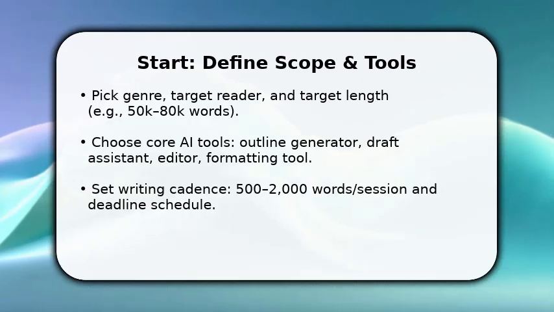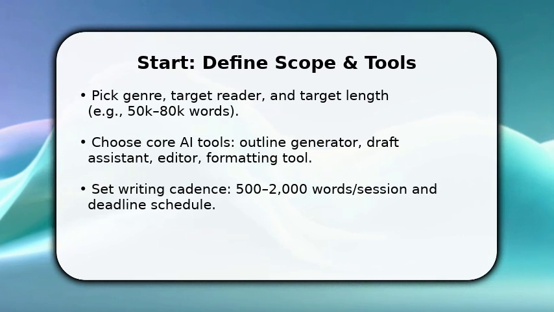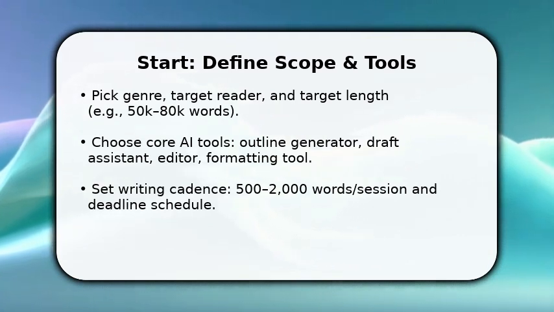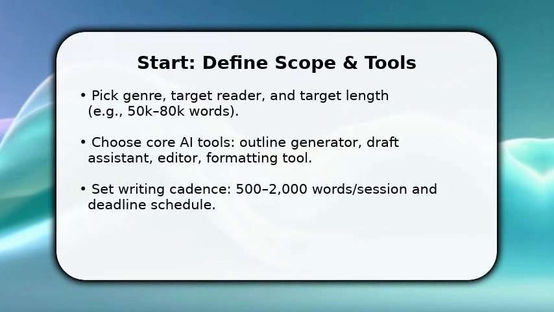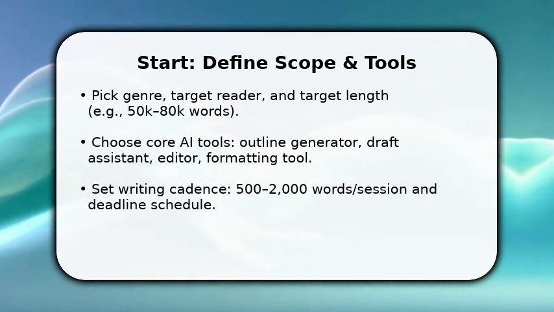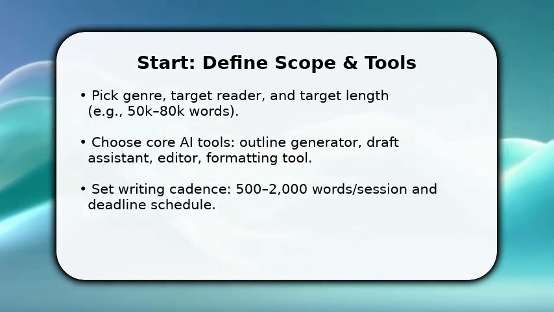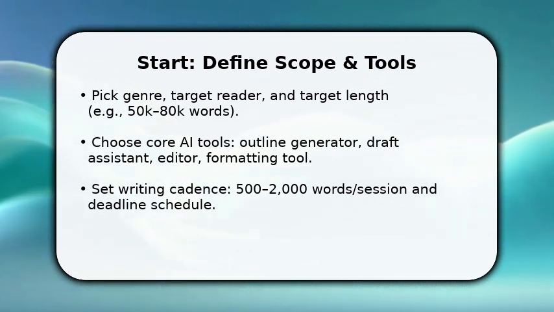You begin by locking scope and choosing tools so you can produce consistent output. First, define genre, audience, and target length. This shapes voice and structure. Then select an AI workflow: idea to outline, section drafts, and iterative editing. Pick one tool for each stage.